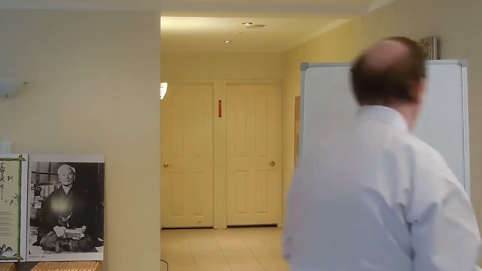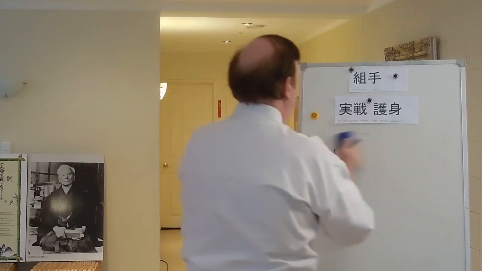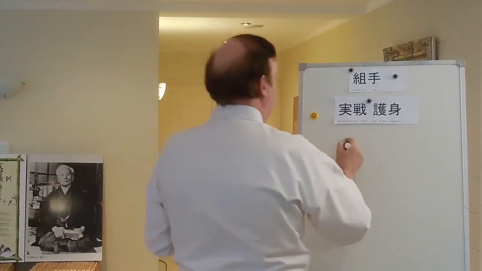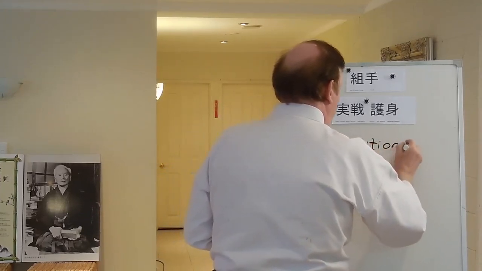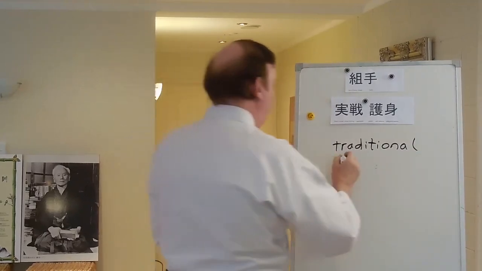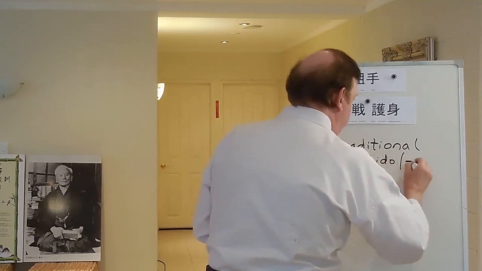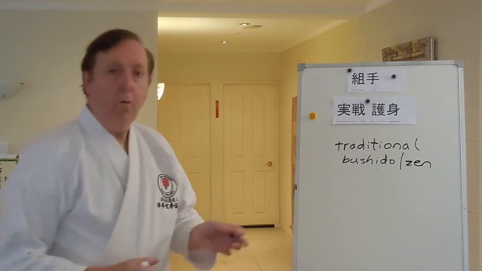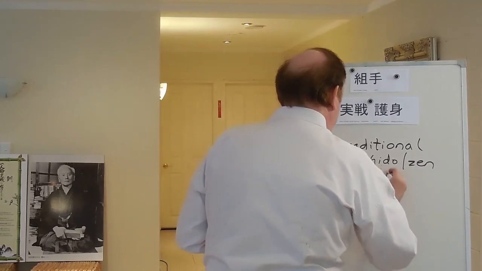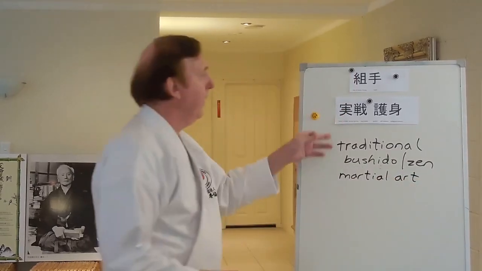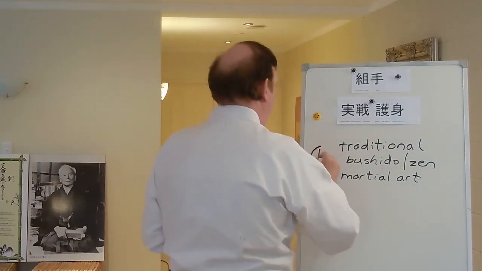And so if we go into the different concepts, as I just wrote up there, the first concept could be traditional. And that goes back to our roots of Bushido and Zen, and what we now call martial art. Martial because it comes back from Buddha or Bushido. So let's call that one.